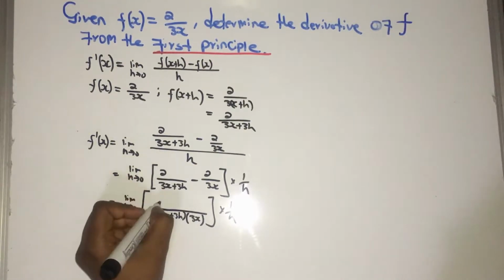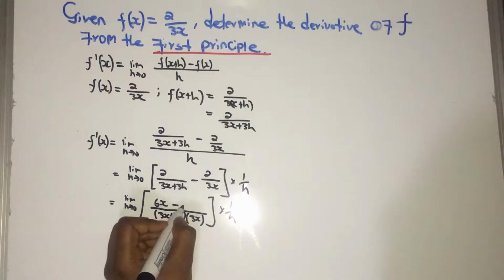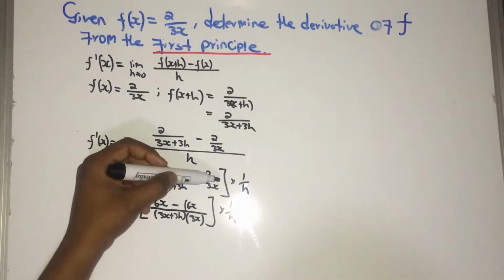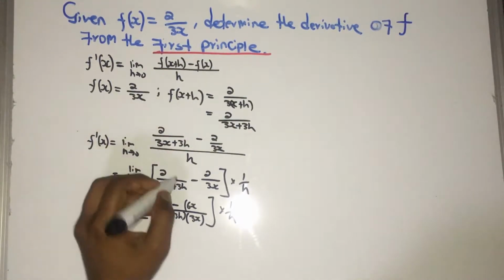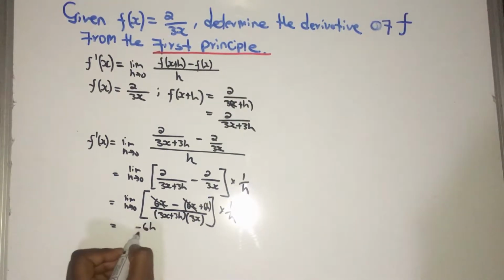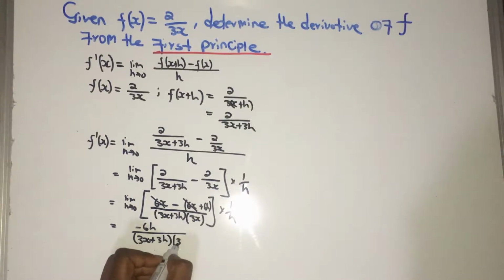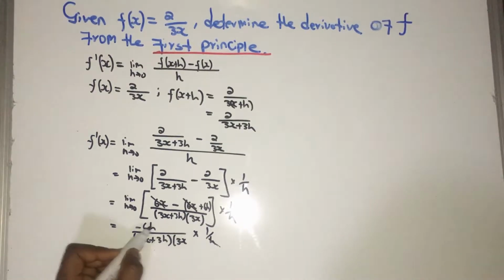by this numerator here. So we have 6x, and then doing the same thing, we're going to get minus 6x plus 6h, because we're saying how many times does this go in here? It goes 3x plus 3h, so that multiplied by 2 is 6x plus 6h. We can see that 6x is going to cancel 6x. So at the top, we're left with minus 6h over 3x plus 3h multiplied by 3x, and then that's multiplied by 1 over h. We can see that h and h are going to cancel out.